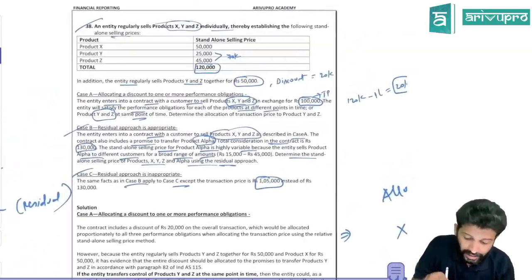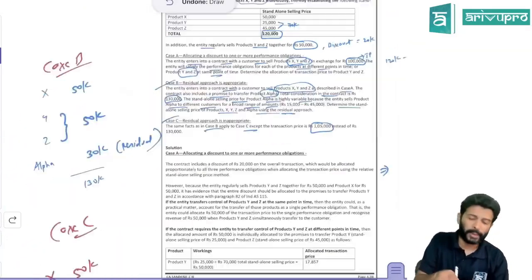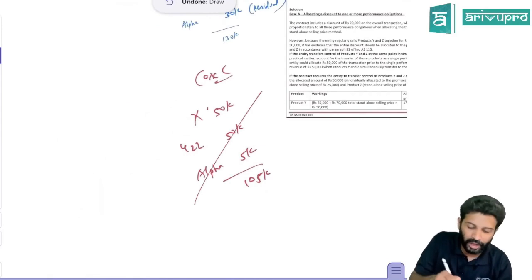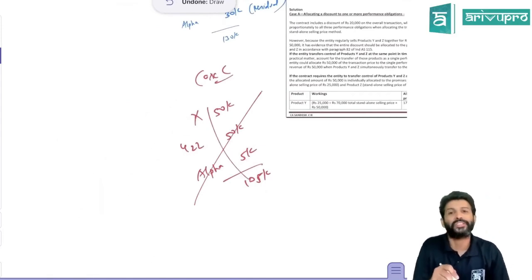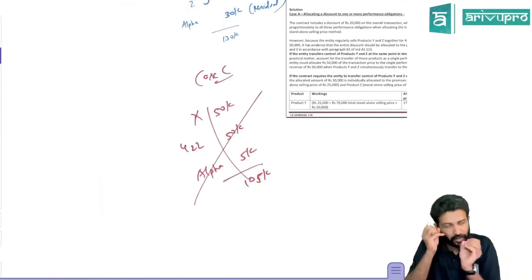But check the range. Alpha's selling range is 15 to 45, but you have allocated only 5. That means, is this acceptable? No, this is not acceptable. So you need to rework. They've not given the data, so here you can only give theory.